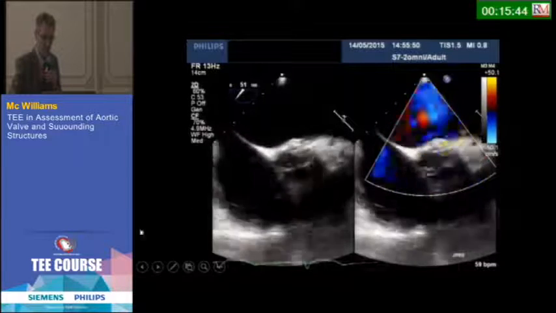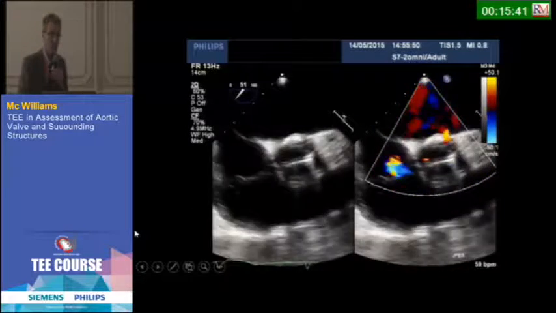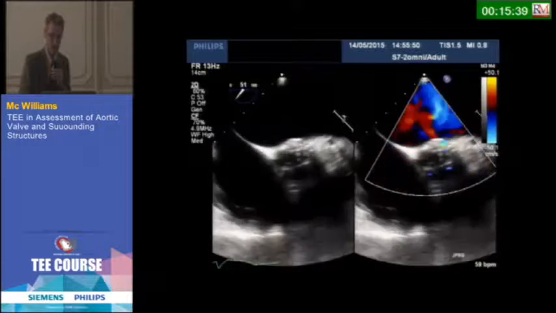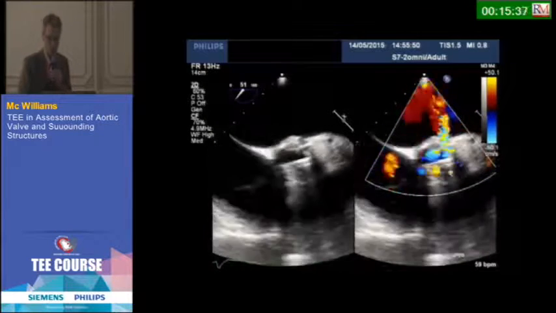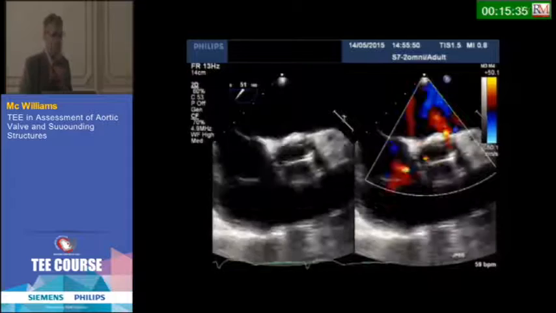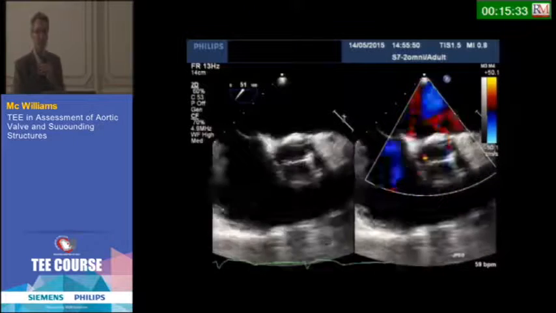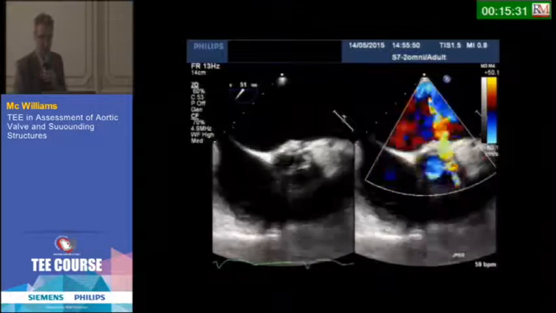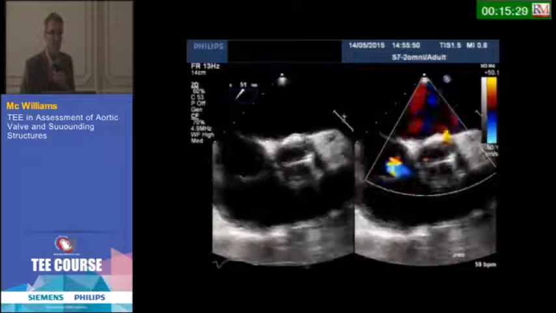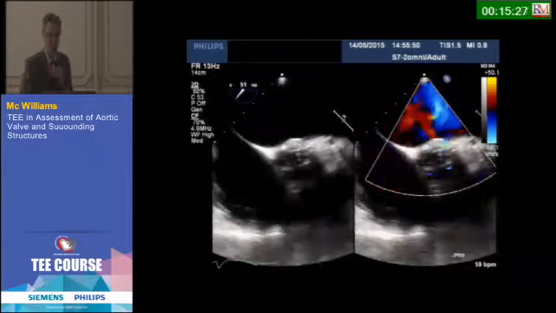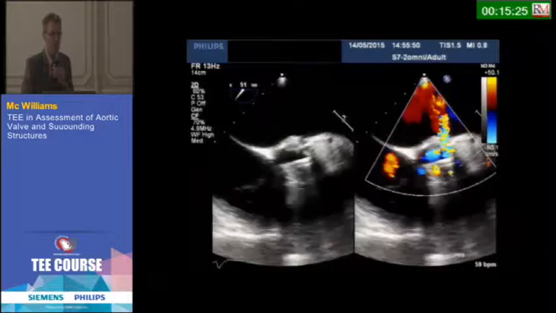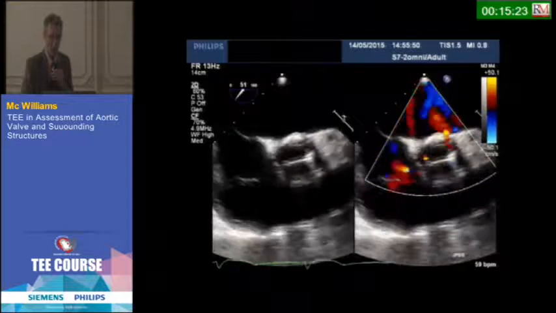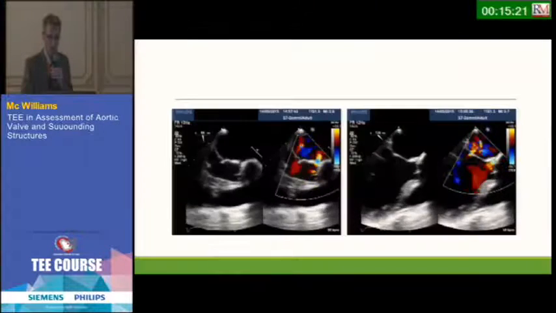So this is what we call a fistula. Someone said a fistula is a connection between two chambers. So this patient has a fistula. So the question is, where is the fistula exactly? Sorry? Just below the valve, yeah. And we should also rotate the probe around. And when we rotate the probe around, this is what we see.